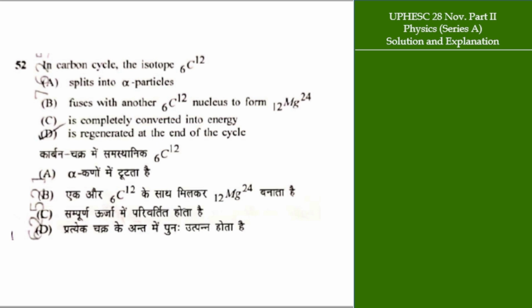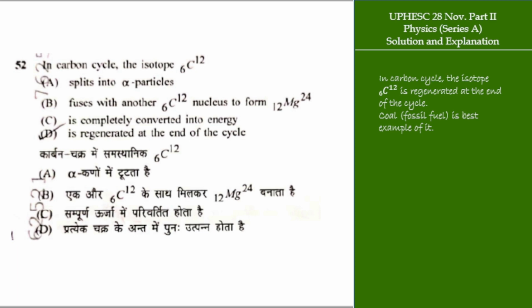Now the next question, number 52. In the carbon cycle, the isotope 6C12 splits in an alpha particle, fuses with another C nucleus to form magnesium. The third option is completely converted into energy. The fourth option is regenerated at the end of the cycle. So the correct option for this one is option D, because 6C12 is regenerated at the end of the cycle. So it is not completely converted into energy.